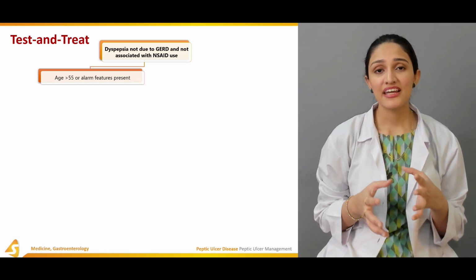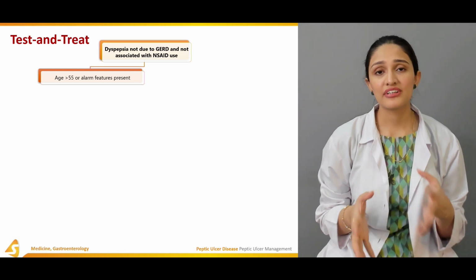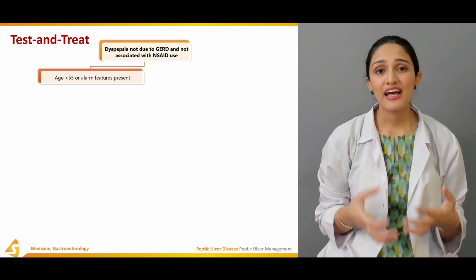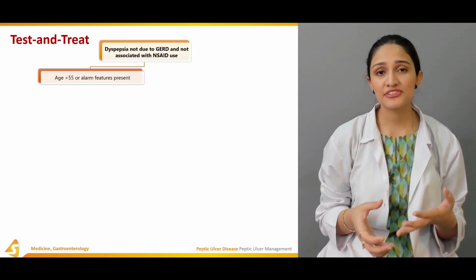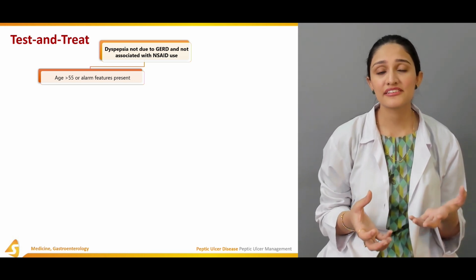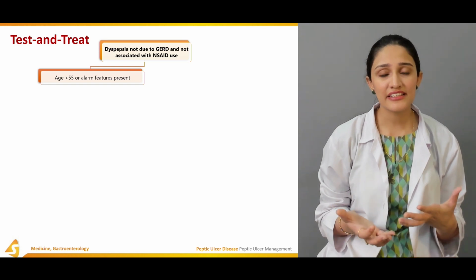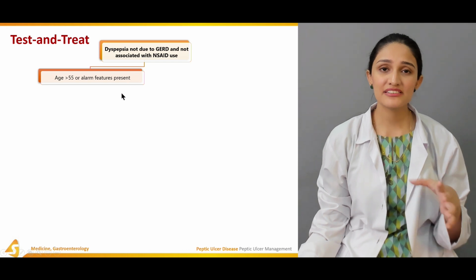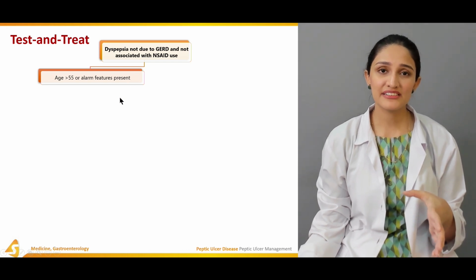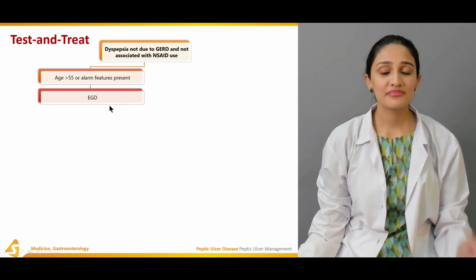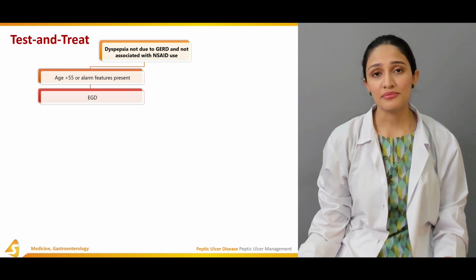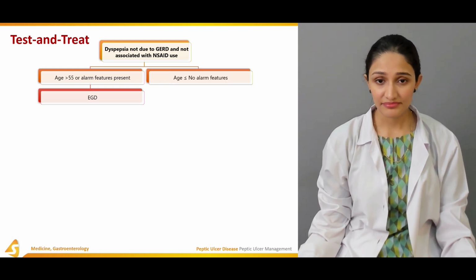If the patient is above 55 years old or has those alarm features such as persistent vomiting, a family history of gastric cancer, or unintended weight loss, like I've mentioned before, so if the patient presents with these alarm features, the patient is sent directly for an endoscopy without a doubt to rule out any type of gastric cancer.